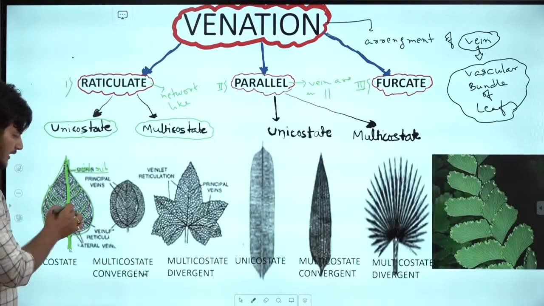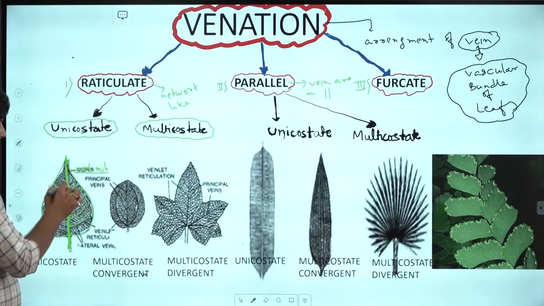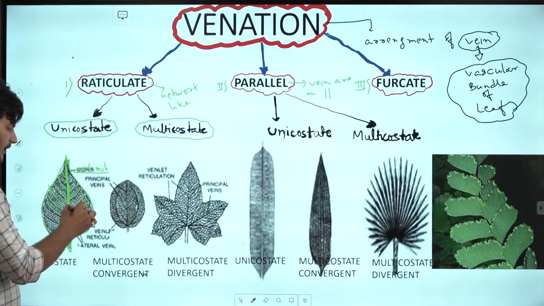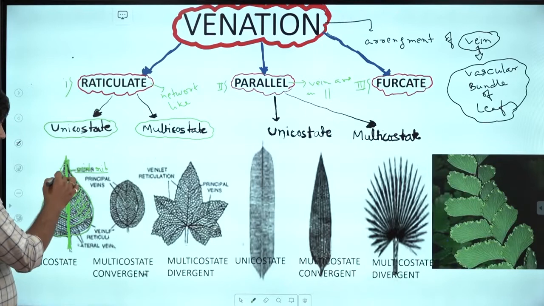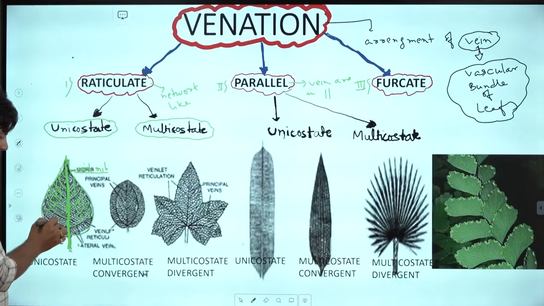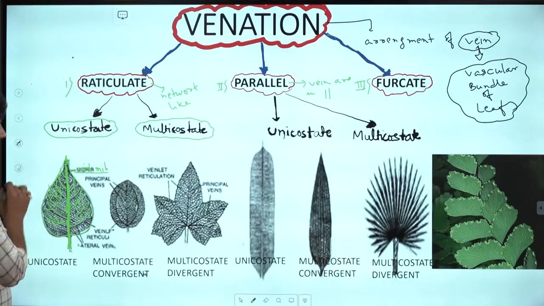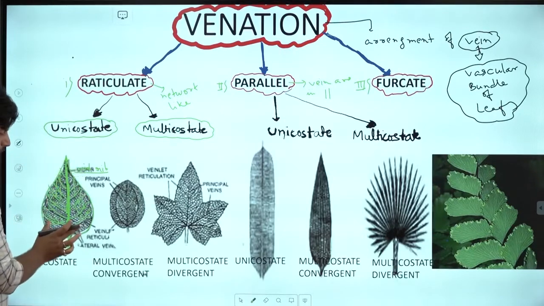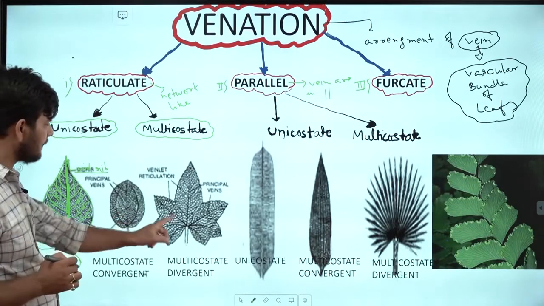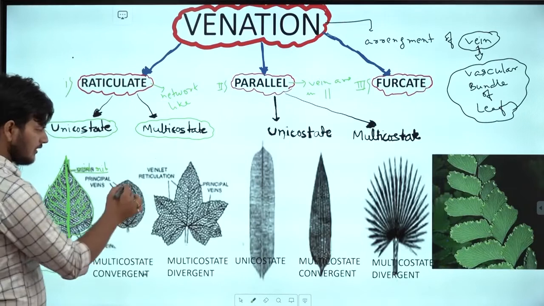And you will see that a large number of veins originate from the midrib. These are secondary or tertiary veins, and they have no fixed pattern. They seem like a network, a net-like structure, with no special arrangement of the veins. If there is no fixed arrangement of veins, then it is said to be reticulate. And since all the structures form a unit, it is called unicostate reticulate venation.